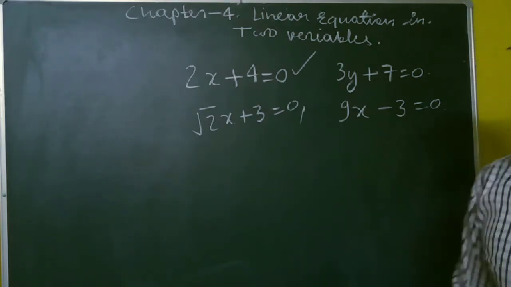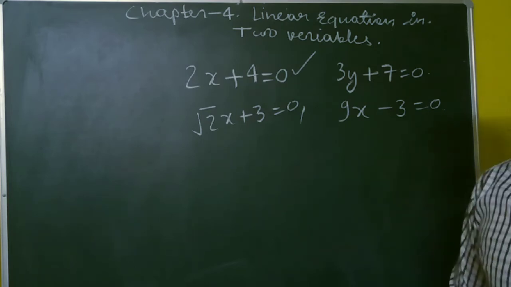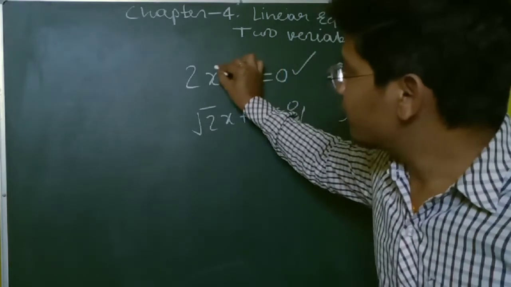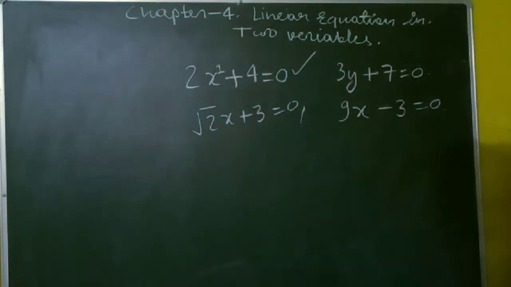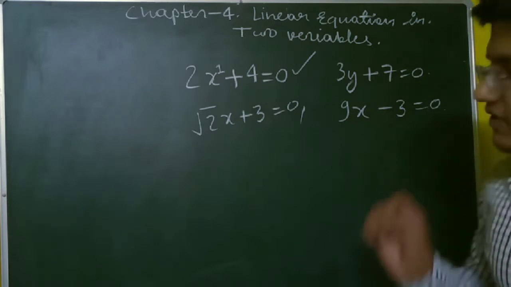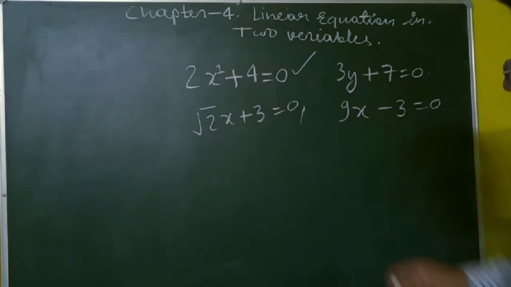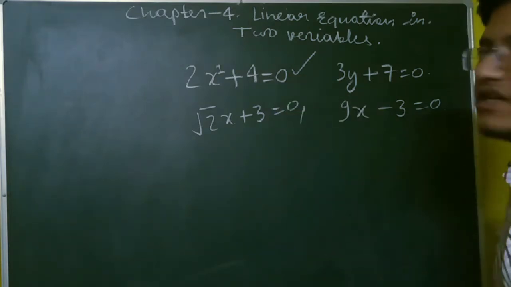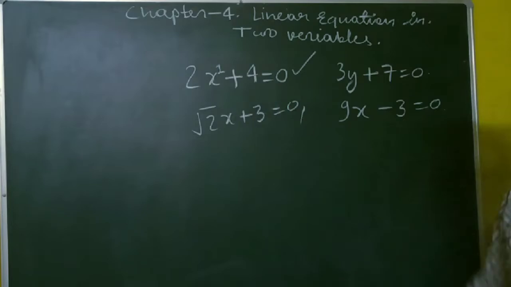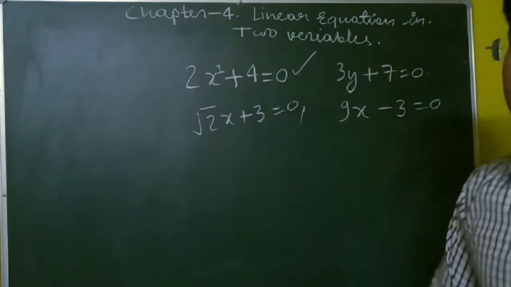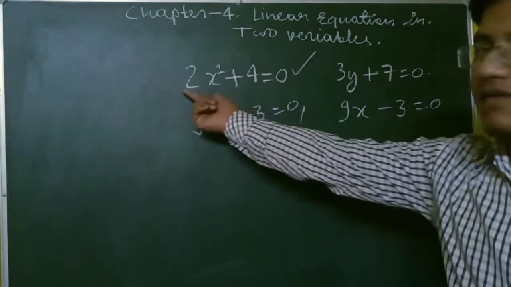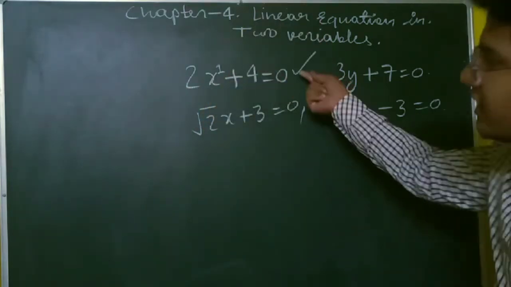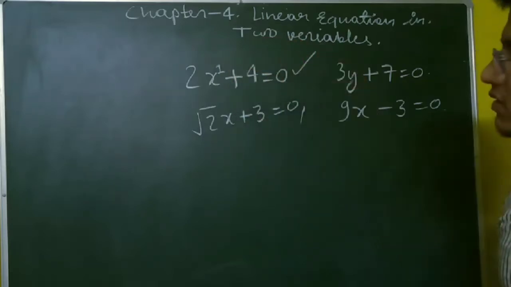In the second chapter, you have studied what is the meaning of degree of a polynomial. So here we will say that the power of x is 1. Whenever the degree of any equation is 1, it is known as linear. And here equal to 0 is written, that's why it will be known as a linear equation. So 2x plus 4 equals 0 is a linear equation. Now we are seeing that we have only one variable, that variable is x. So we can say it is a linear equation in one variable.